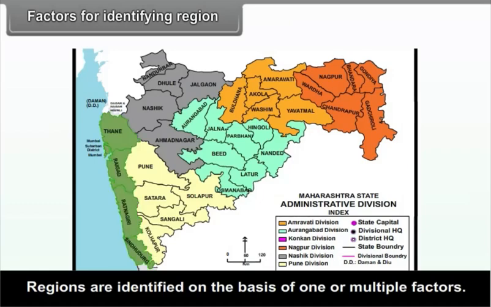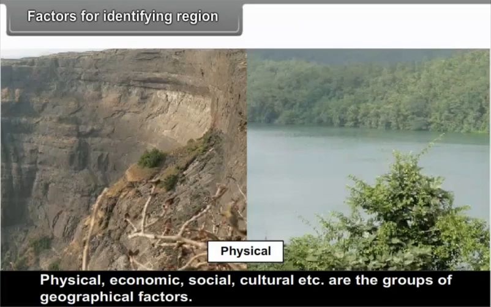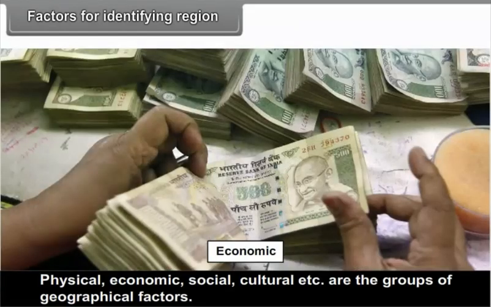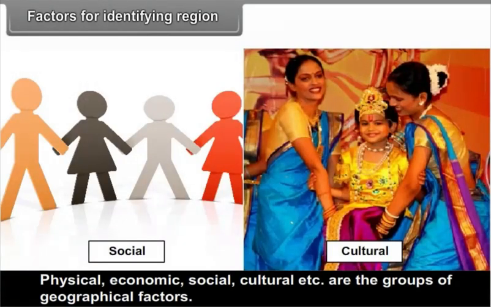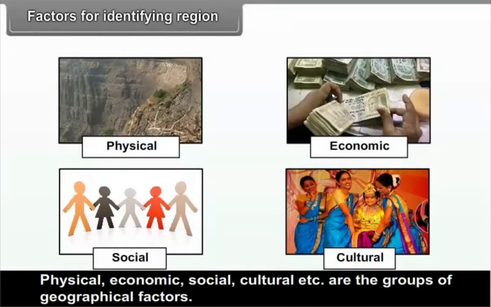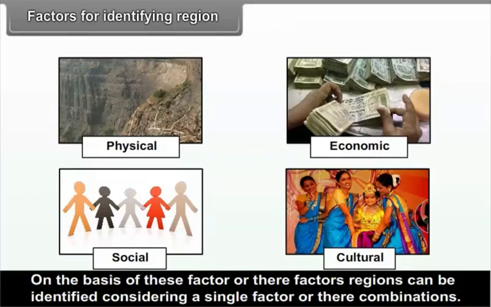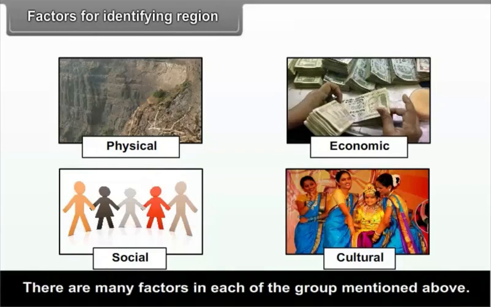Factors for identifying regions. Regions are identified on the basis of one or multiple factors. Physical, economic, social, cultural, etc. are the groups of geographical factors. On the basis of these factors, regions can be identified considering a single factor or their combinations. There are many factors in each of the groups mentioned above.